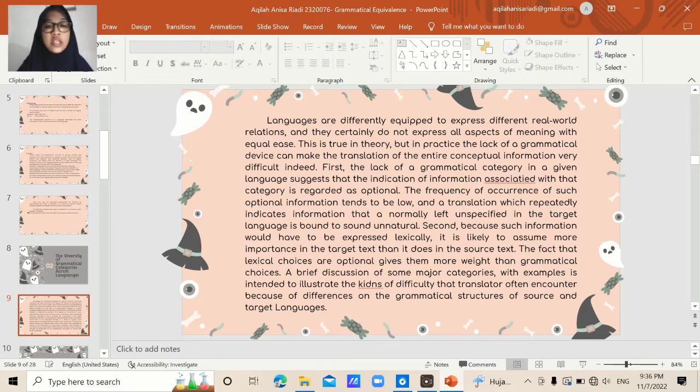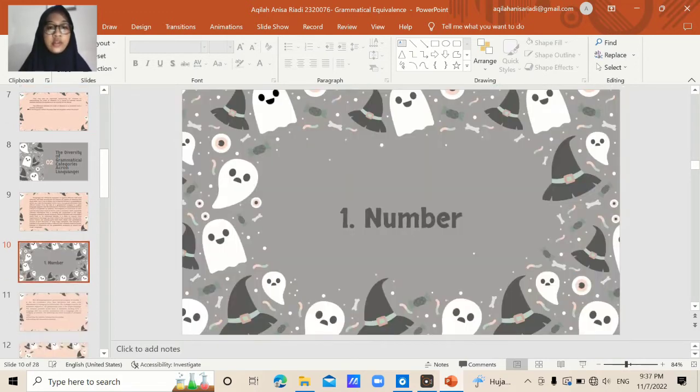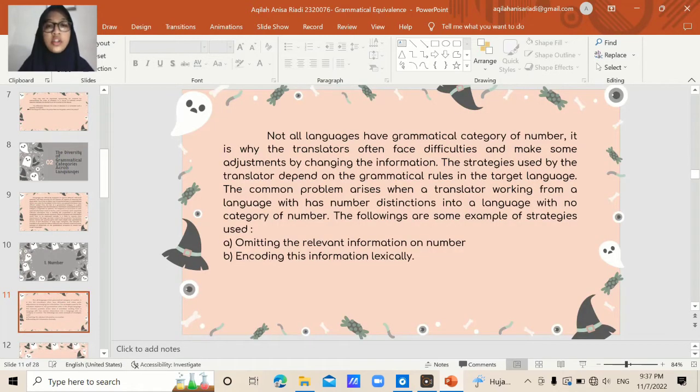A brief discussion of some major categories with example is intended to illustrate the kinds of difficulty that translators often encounter because of difference in the grammatical structure of source and target language. 1. Number. Not all languages have the grammatical category of number. It is why the translator often faces difficulty and makes some adjustment by changing the information. The strategy used by the translator depends on the grammatical rules in the target language.